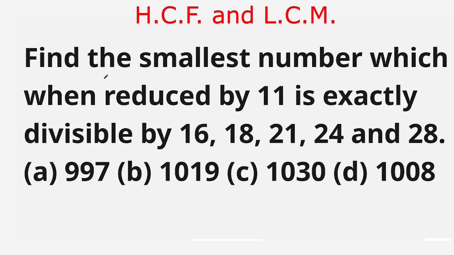Our question is, find the smallest number which, when reduced by 11, is exactly divisible by 16, 18, 21, 24 and 28. The given options are option A, 997, option B, 1019, option C, 1030, option D, 1008.